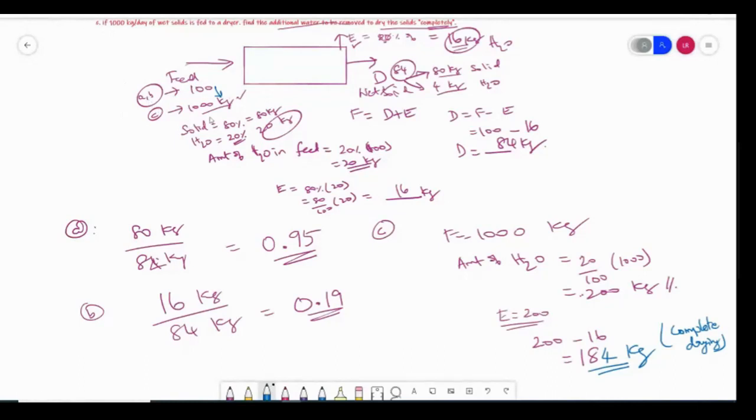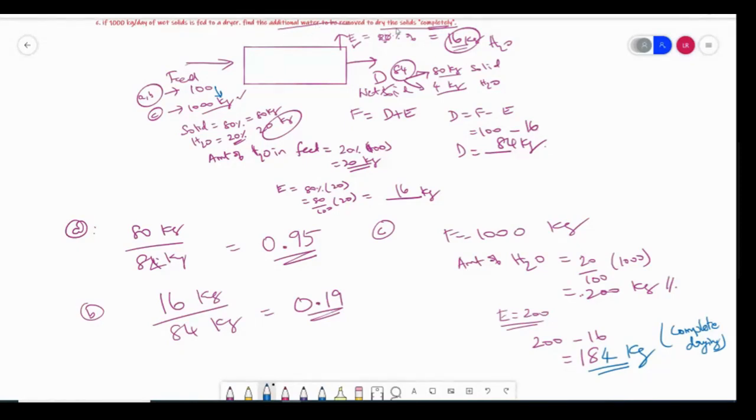The C part is the way we ask in the exam. These are mainly for exam purpose. The third case is totally different. It is not mentioned that 80% is removed. You see, read the C part. If 1000 kg per day of wet solid is fed to a dryer, is it mentioned 80% removal or 90% removal? Nothing. Find the additional water to be removed to dry the solids completely. Here the keyword is completely. So here it is complete removal of moisture.